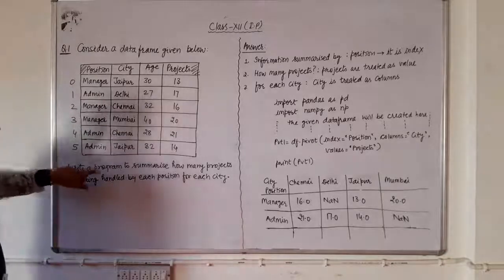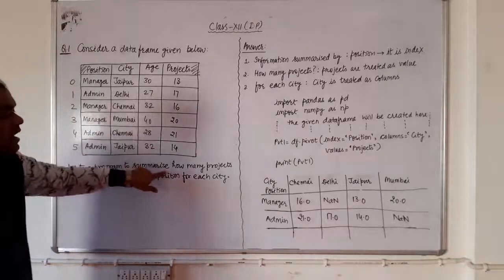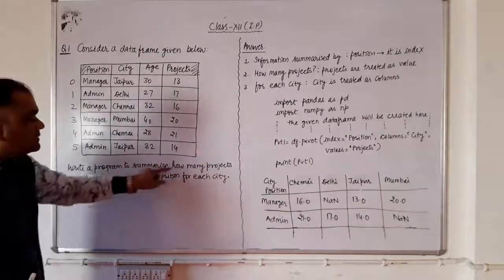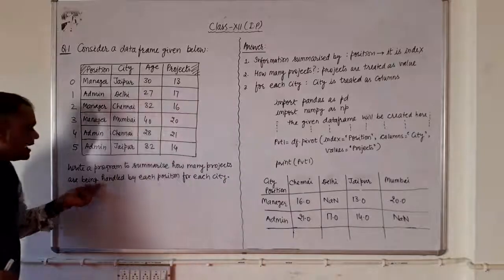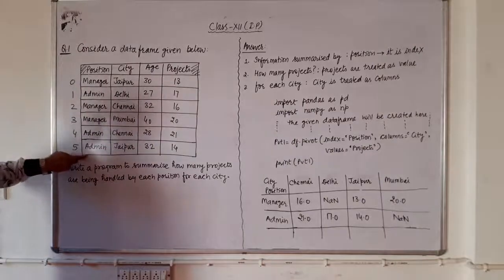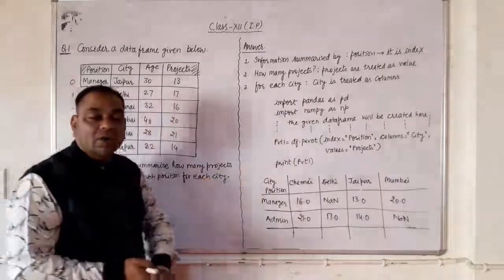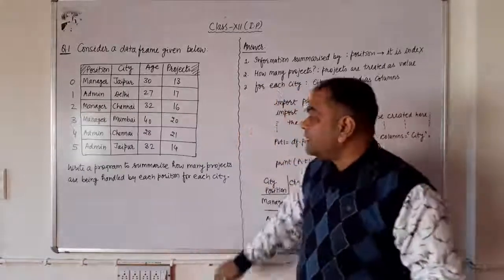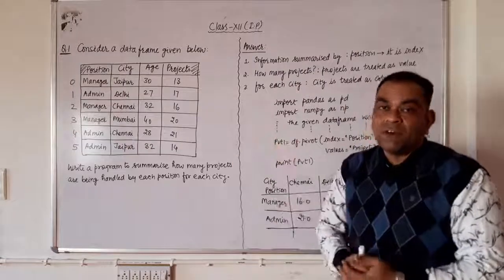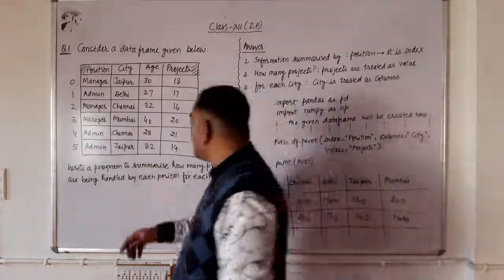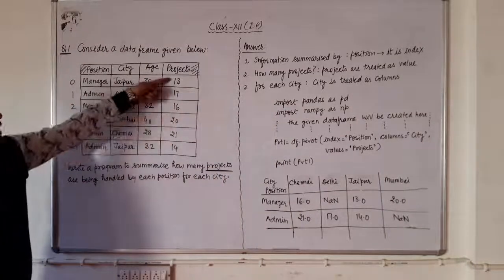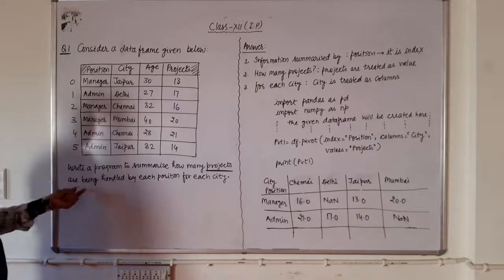The question is, write a program to summarize how many projects are being handled by each position. Position is another column of this data frame, for each city. Now the question is related with pivoting. You have to create a program that is based on the pivot function of our Python Pandas. Projects means here the column number 4. How many projects are being handled?